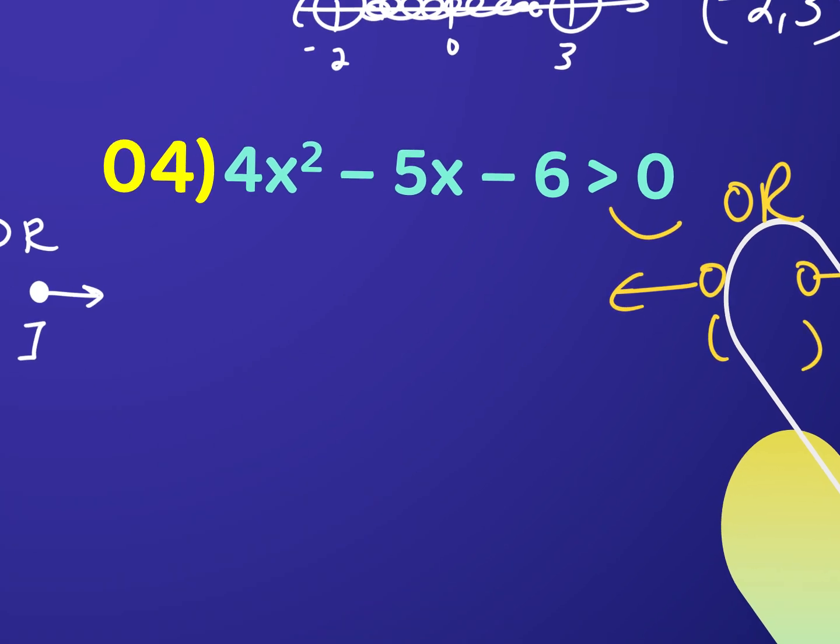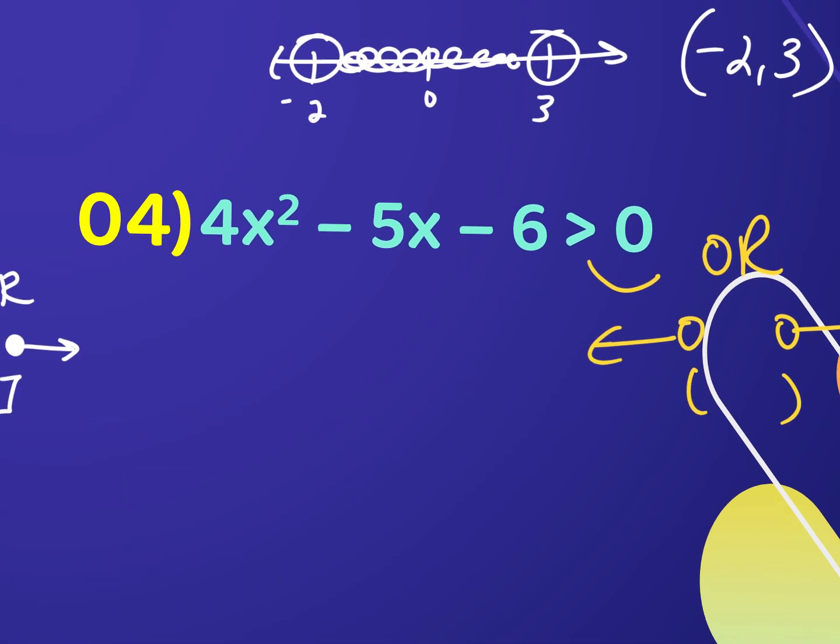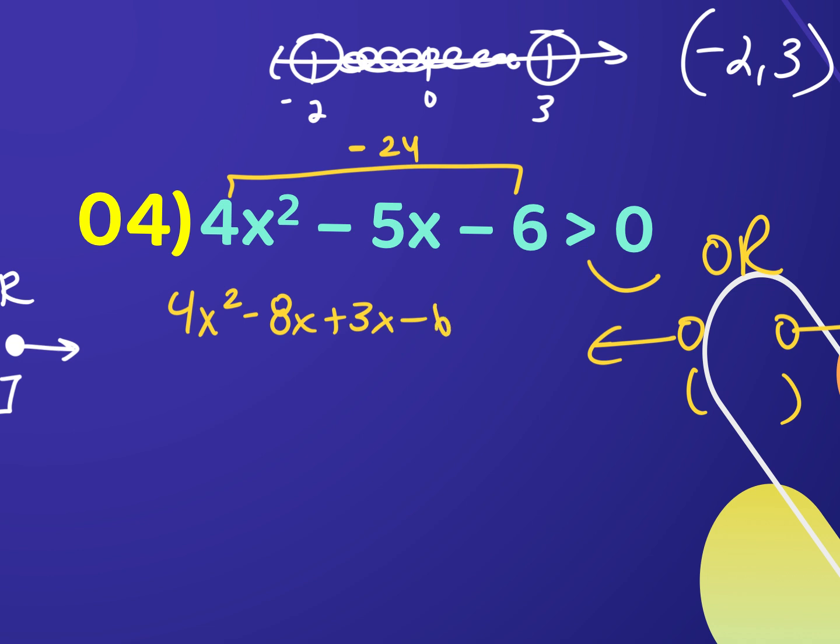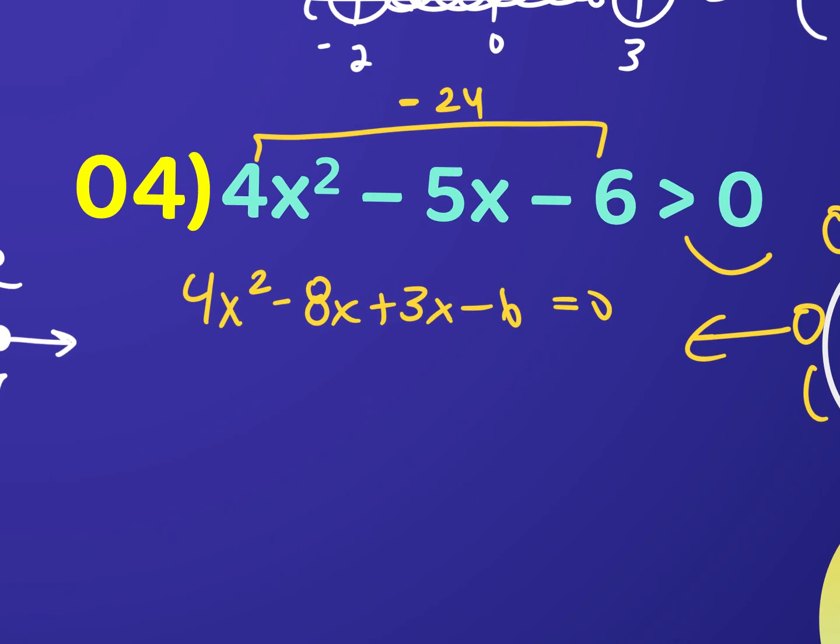So now let's talk about this. We're going to factor as if this was an equation. What are the factors of negative 24? Give me negative 24 when I multiply and negative 5 when I add. So x squared minus 8x plus 3x minus 6 equals 0. If you want to do my shortcut, that's fine. Just make sure you divide both terms by 4.